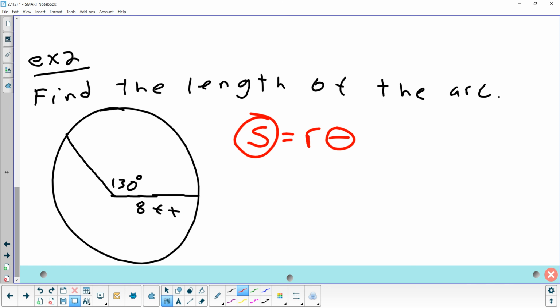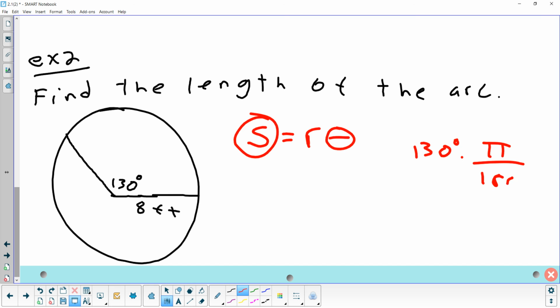Any thoughts about this problem before we start plugging in numbers? Yeah, Jaden? We have degrees. What's wrong with that? We have to change that to radians. If you leave it as degrees, it's wrong. Okay. So off to the side, let's change that to radians first, and then we'll use our formula.